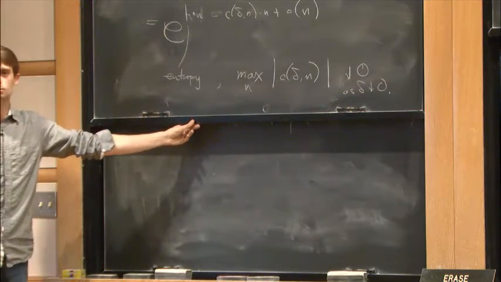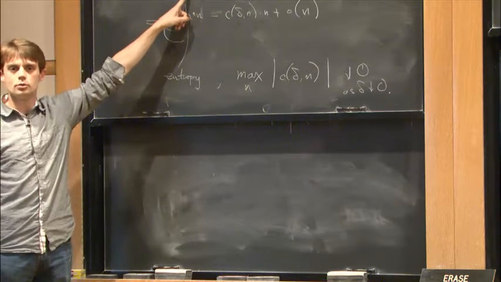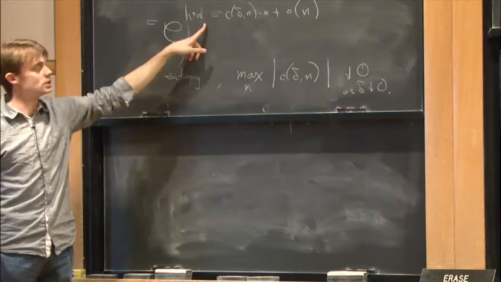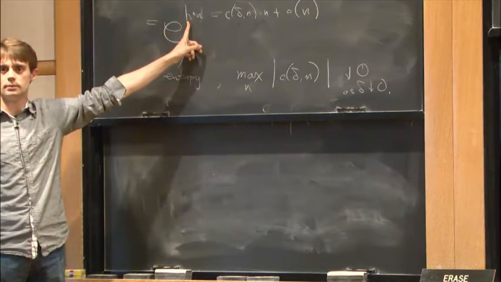So if you pick delta very small, then these approximate covering numbers grow at an exponential rate that is roughly given by h times n. Okay? And that tells you h uniquely.